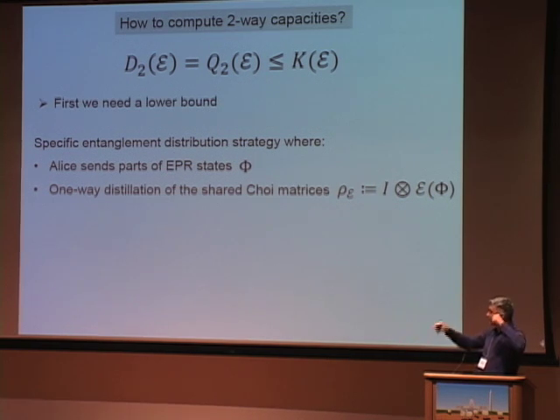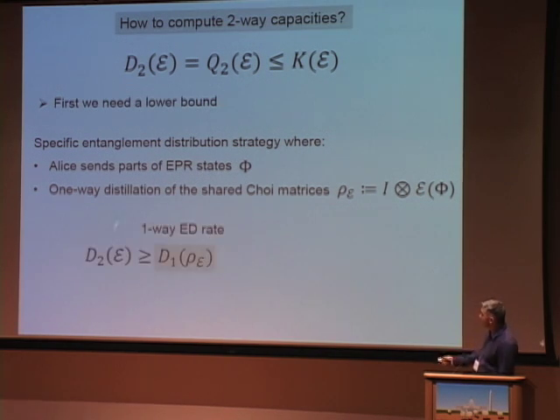So Alice does that many times. They collect a number of Choi matrices, and they apply one-way distillation on this collection. This defines the one-way entanglement distillation rate of the Choi matrix of the channel. And that is basically a lower bound for that capacity.